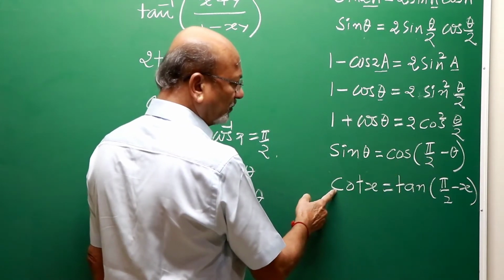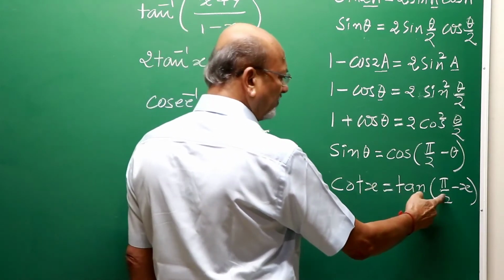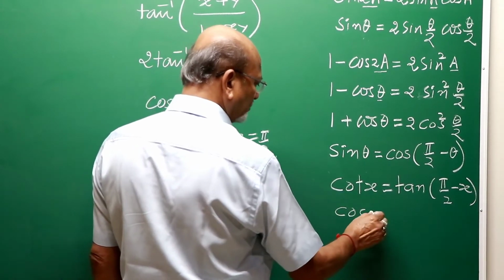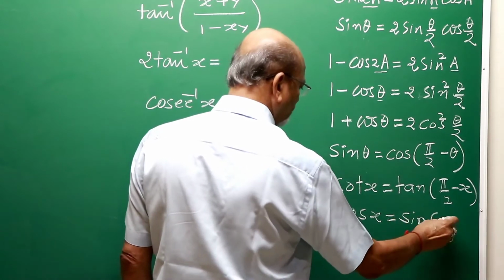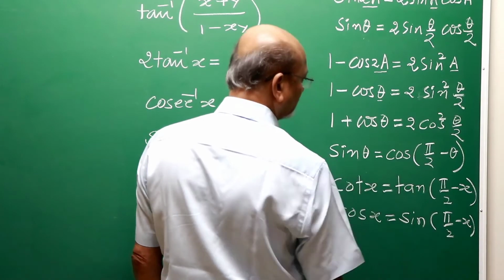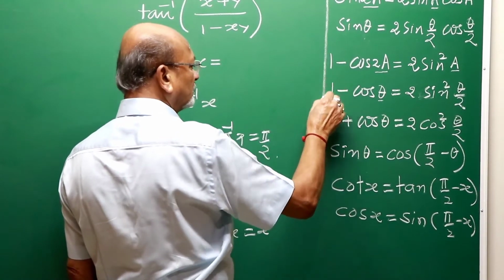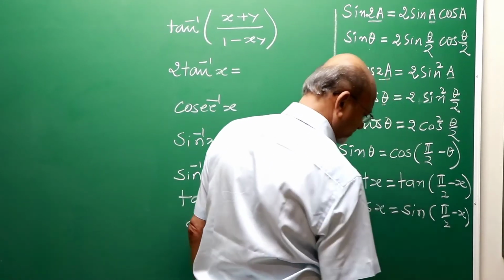To change from cot x to tan, it is tan of pi by 2 minus x. Now, if you want to change from cos x to sin x, it is sine of pi by 2 minus x. Yes, my friends, these are trigonometric formulae studied last year, in first year.